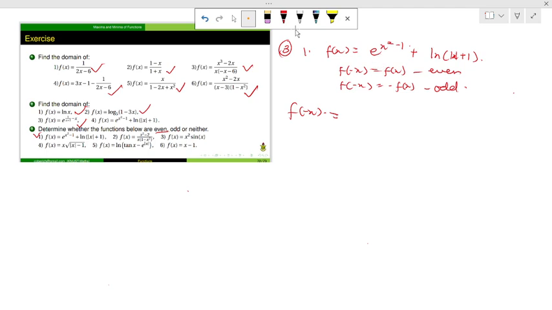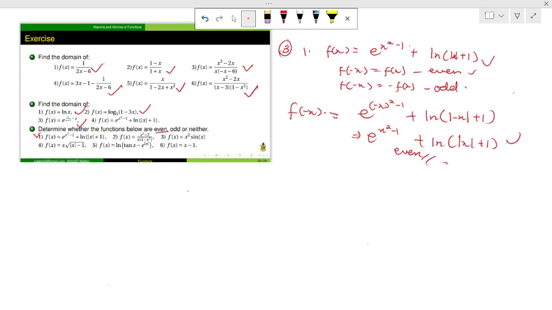f of negative x is putting negative wherever you see x. So I'm going to have e to the power negative x all squared minus 1 plus ln absolute of negative x plus 1. Remember here it's squared, so I'll have e to the power x squared minus 1 plus natural log of absolute, which will still be positive x, plus 1. You can see that this is the same as the original, therefore it's an even function. Even.